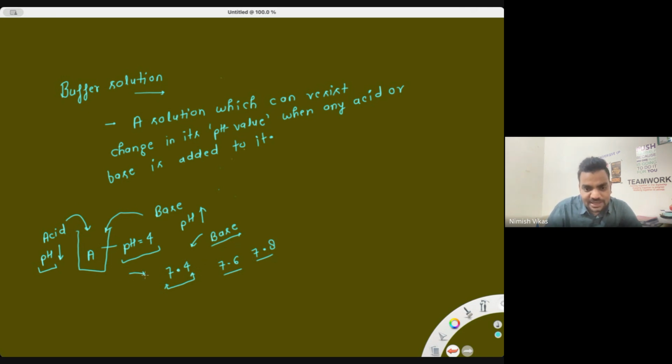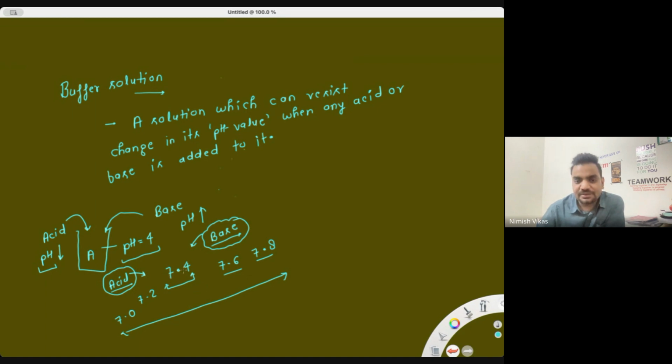Similarly, if you add acid to it, we cannot say that it will not change at all. It will always change, but the change will be minimal. Let's say from 7.4 it goes to 7.2 or 7.0. So the pH will lie from 7 to 7.8. I'm just taking one example, this will not be true for all buffer solutions. So pH is ranging from 7 to 7.8 after adding a significant amount of acid and a significant amount of base.